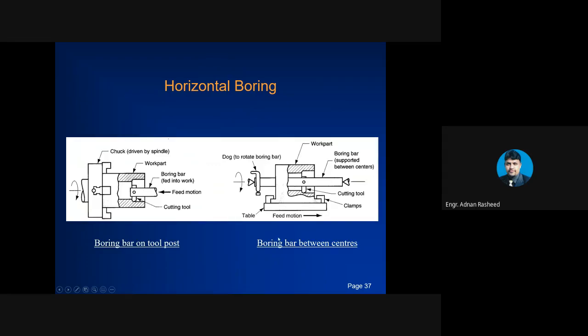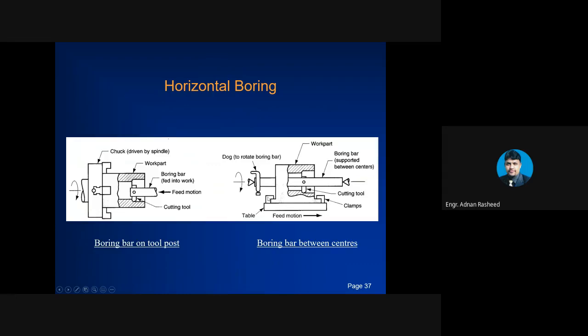Now, in this example, the boring bar is between the centers. You can see the workpiece is on the table, and the table can have feed motion in this direction. The boring tool or boring bar is attached between the centers. This whole tool rotates while the table is given feed. So due to the rotation of the cutting tool, the cutting process occurs, and due to the feed motion of the table, the cutting is performed in this direction parallel to the axis of rotation.